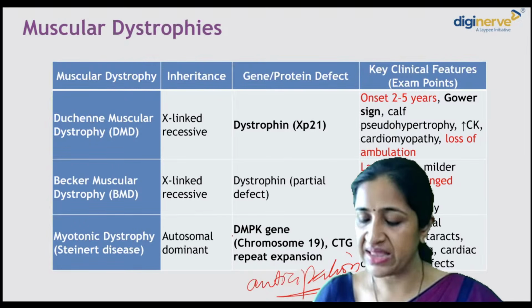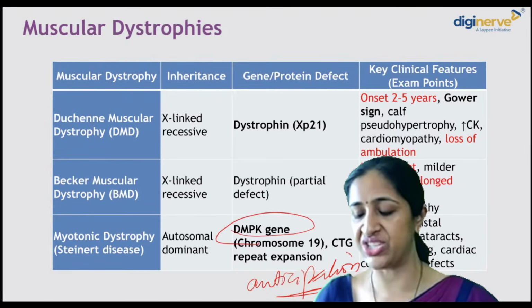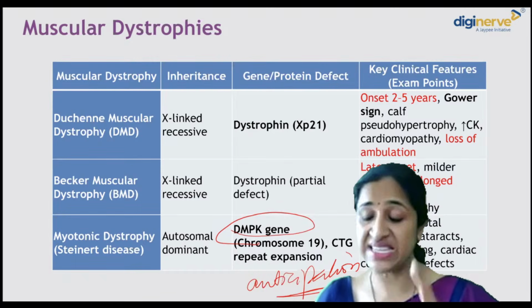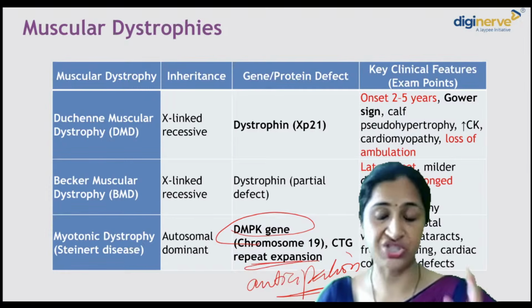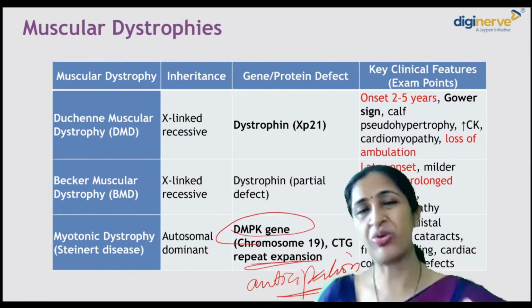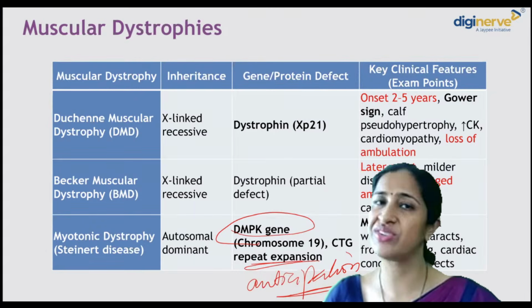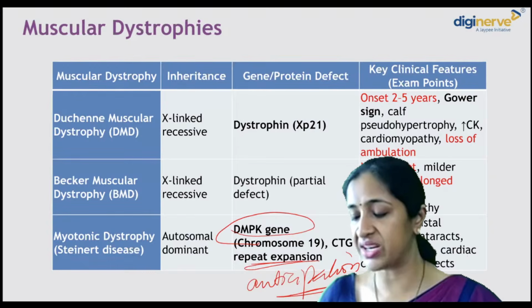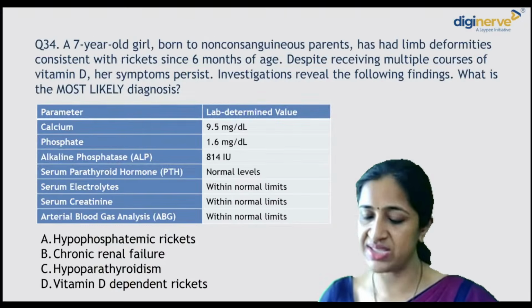Okay. The gene is the DMPK gene, chromosome 19. Very classically asked because it's a CTG repeat expansion. Okay, myotonia is what I described here. You have progressive worsening here also. The children don't usually cross the first decade of life. Cardiac conduction defect, distal weakness, all this exists.